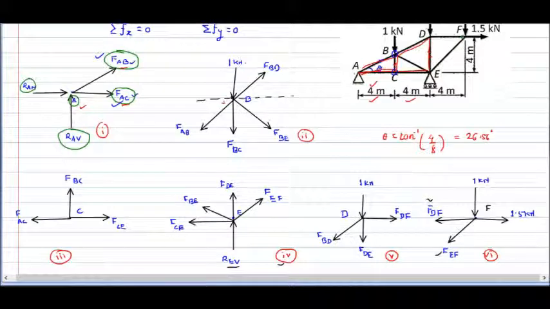For point B, FAB is known because we have just calculated it over here. Then FBC is not known, force in member BE is also not known, and force in member BD is also not known. It means there are three unknowns. Now move to point C. Force in member AC, that is this one, we have already calculated, so we will use that value here. So there remain two unknowns.